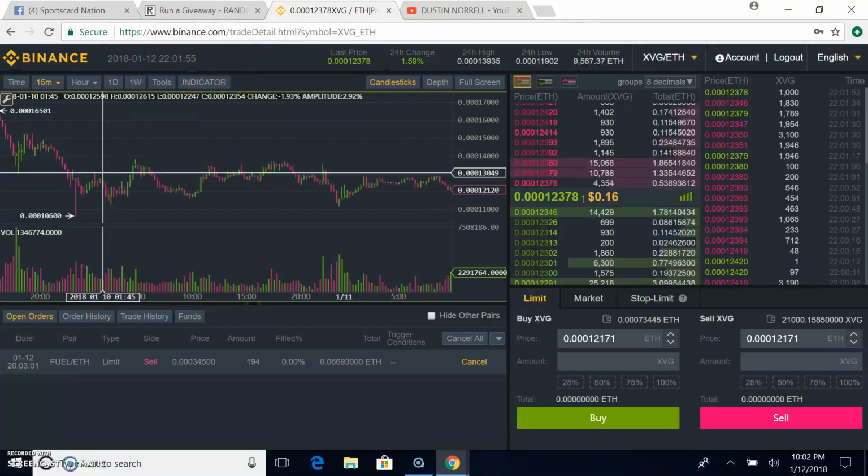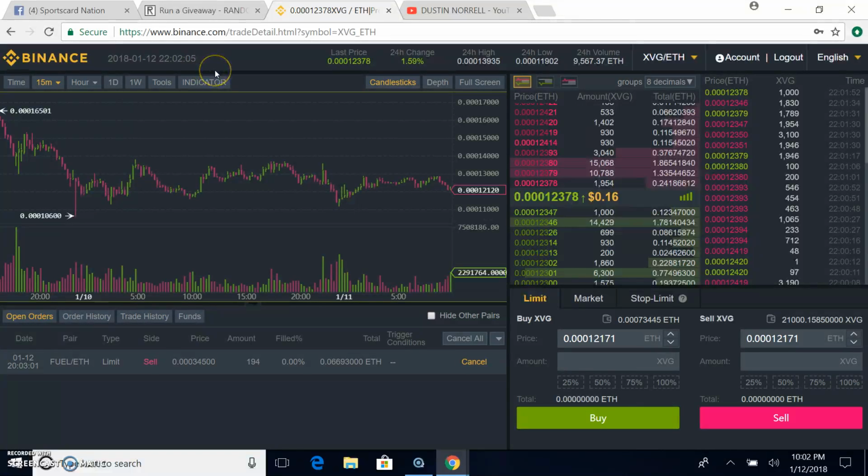So when you are day trading a currency, you want to look for something that's volatile. So a decent amount of volume. You can see that the ups and downs are fluctuating.